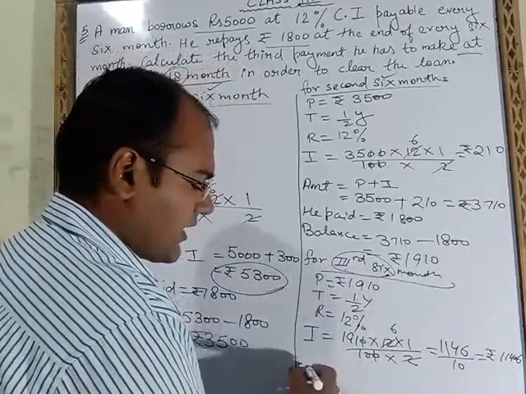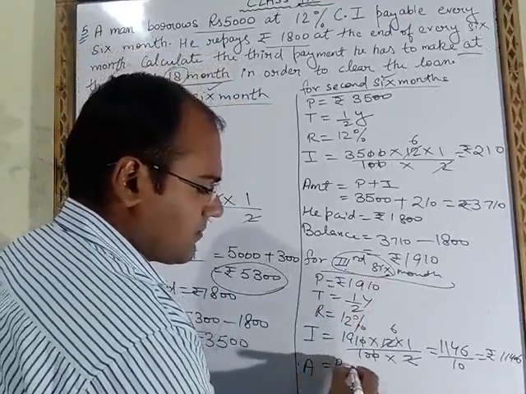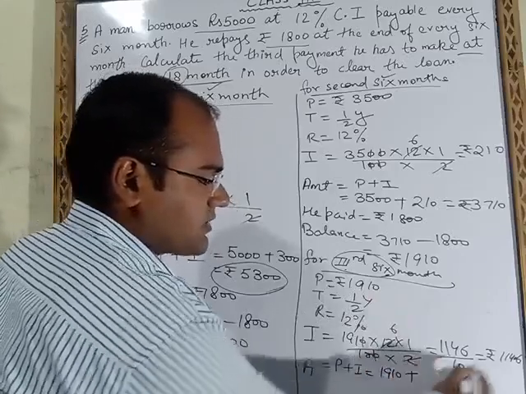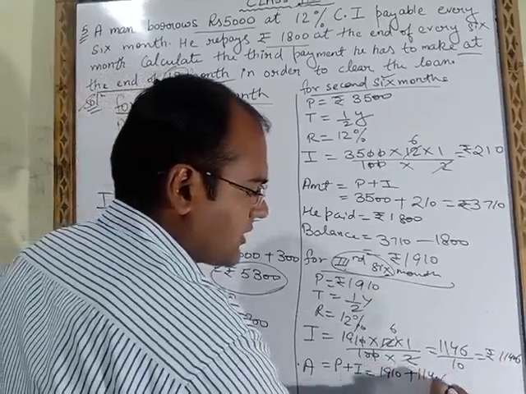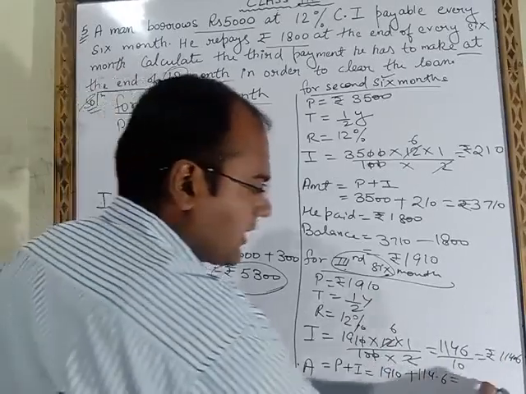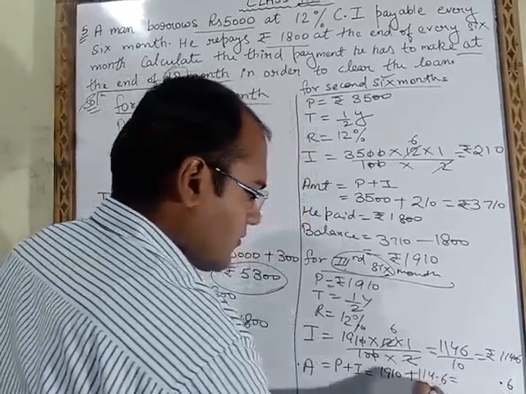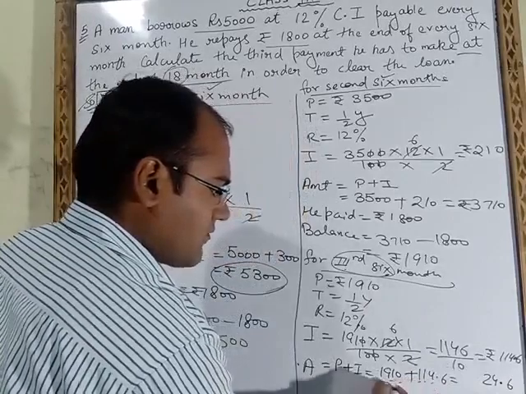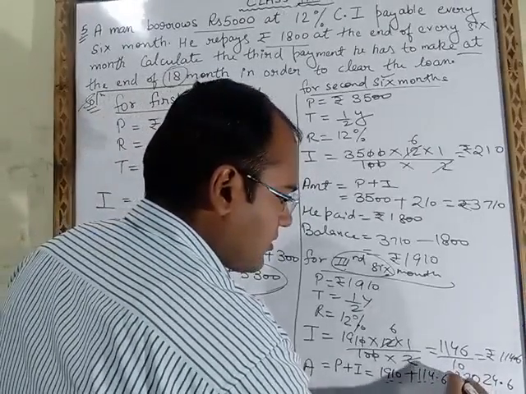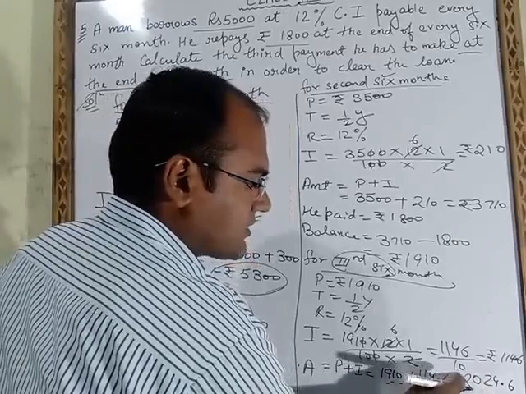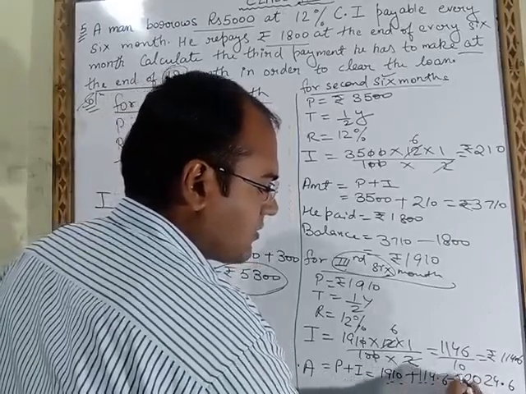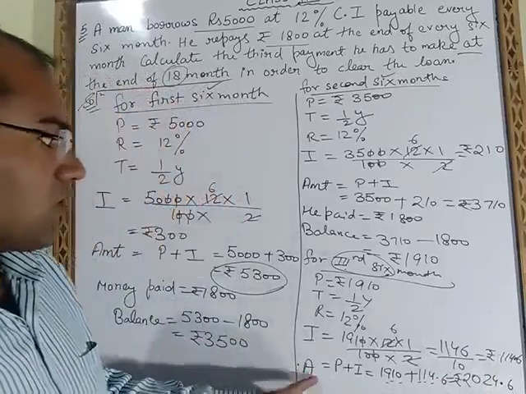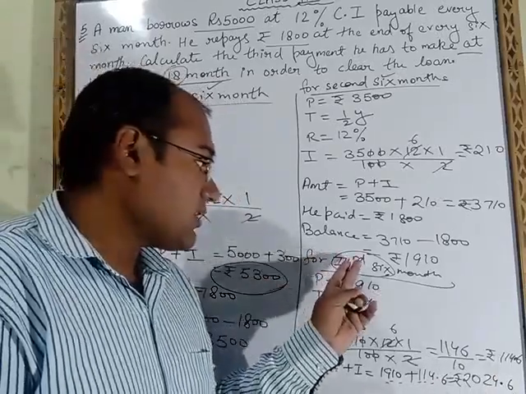Now we have to find the amount. Amount formula is principal plus interest. Principal value is 1,910 plus interest value is 114.6. Now we will add these two. The answer will be 4 and 0 is 4, 1 and 1 is 2, 9 and 1 is 10. So the final answer will be 2,024.6 rupees. So this is the amount at the end of the third 6 months.